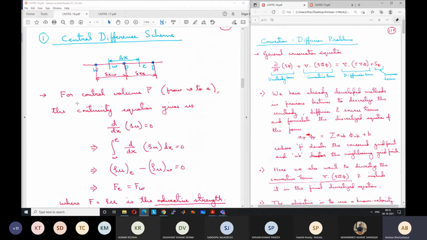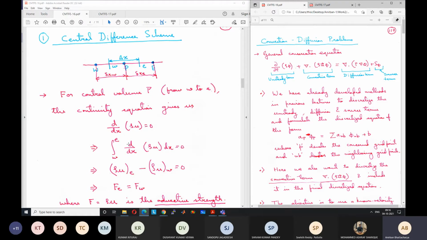So for control volume P going from west to east, the continuity equation. What is the continuity for the 1D problem? Steady state, so there is no del rho del t term. So the continuity equation, you remember, right? Del rho del t plus del dot rho u equal to 0. Del dot rho u leads to d dx of rho u equal to 0 for a 1D problem.